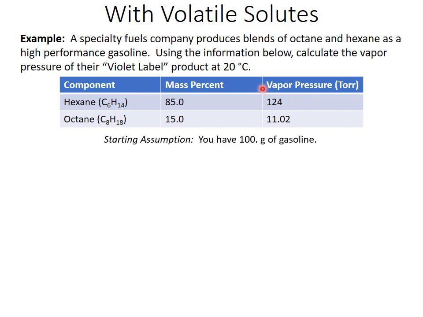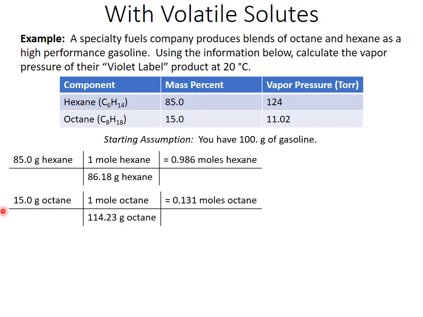Whenever you get given a mass percent for a composition, your starting assumption should be that you have 100 grams of whatever it is. So we're going to assume we have 100 grams of gasoline. This is great because it means that these mass percents automatically become masses of our components. So we can convert both of the components into their molar amounts, and we can total up the total moles of stuff present. So now that we know the individual moles and the total moles, we can calculate mole fraction, and because we have the vapor pressures, we can plug this all in to Raoult's law.